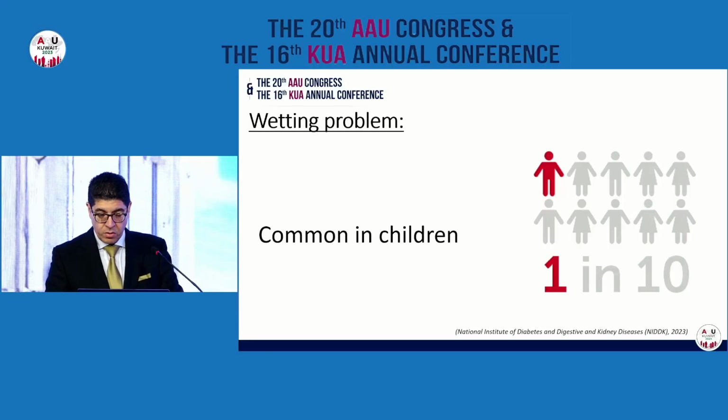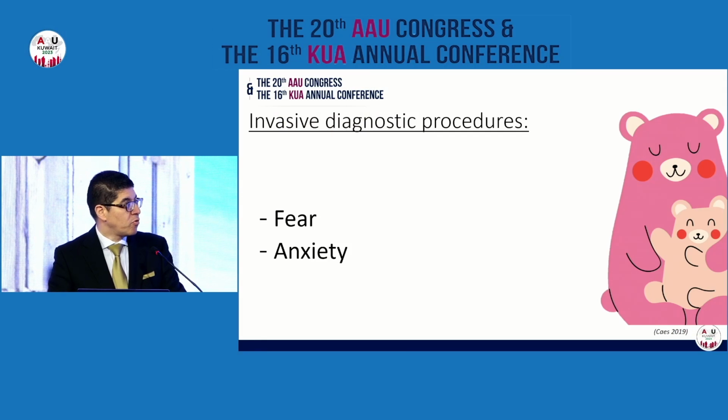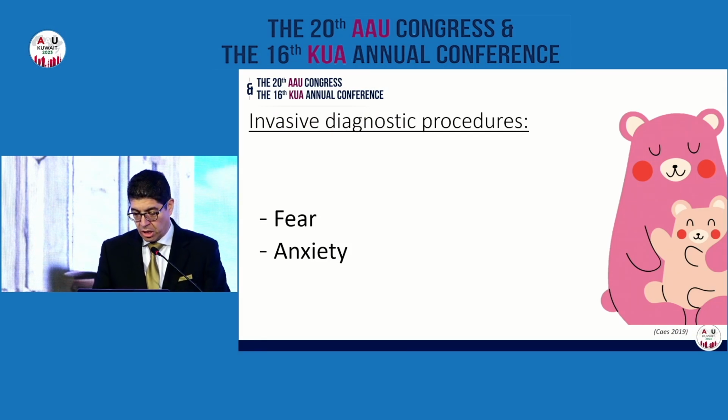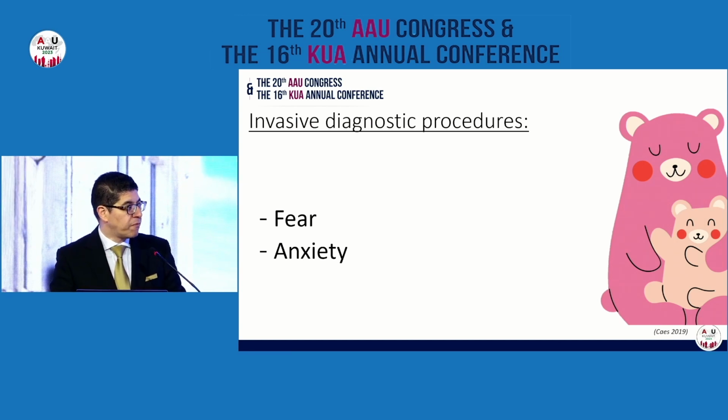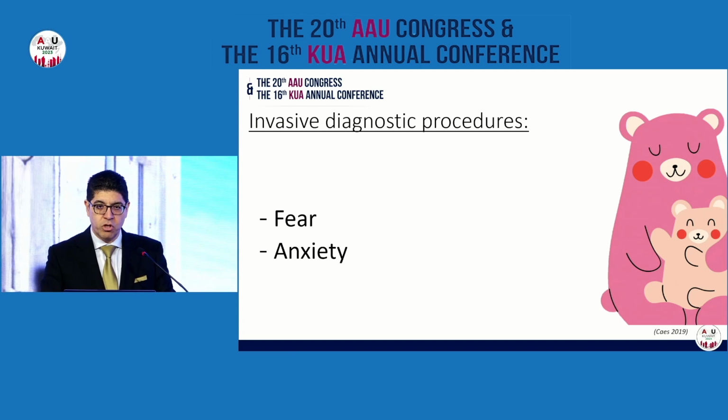Thanks, Chairman, dear colleagues. In the following 10 minutes, we'll speak rapidly about how to non-invasively investigate children who wet themselves. It is a very common problem among children. At the age of 5 years old, nearly 1 out of 10 children suffers from wetting episodes. Using invasive methods to diagnose wetting in children creates a tremendous amount of fear and anxiety, not only for the child, but also for the parents.